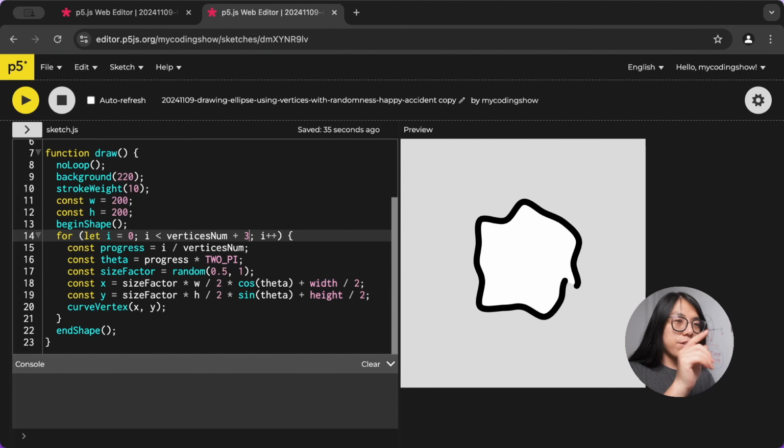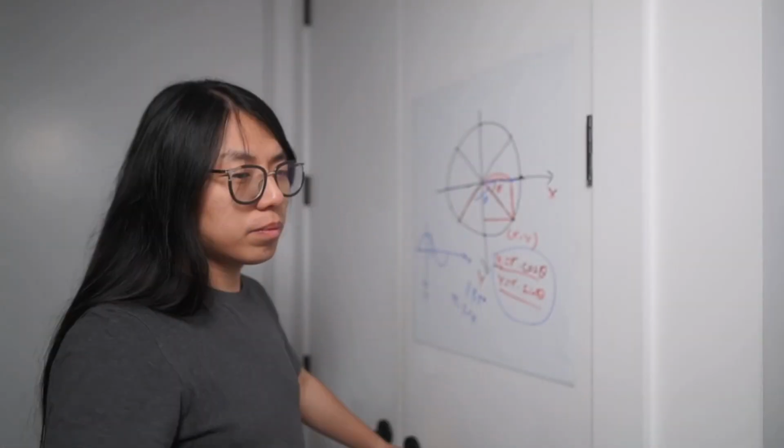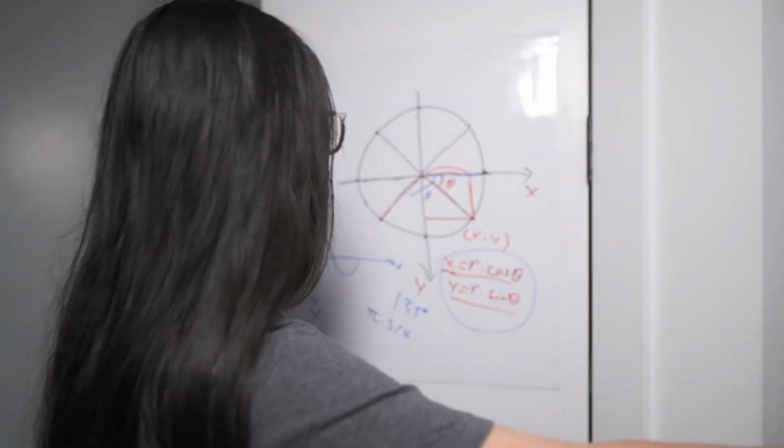Yeah. First, I think it's necessary for me to explain why I add +3 here. And that has to do with how curveVertex works. Let's switch back to the camera. Going to try to use extra room.